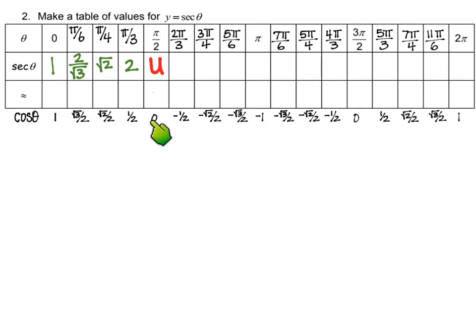Here's where it gets interesting, which is 0. The reciprocal of 0 is undefined, so I put a u there. I'm going to do the same thing for all of these, all the way up to 0 there, and I have all of its reciprocals, and then I finish out the chart.